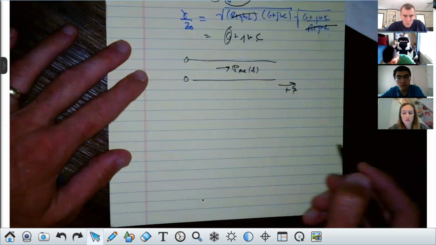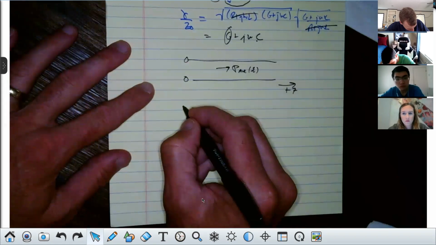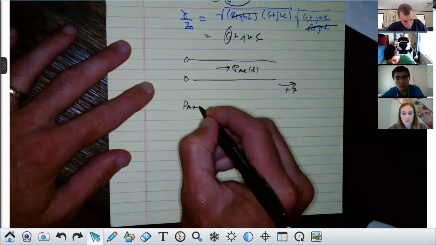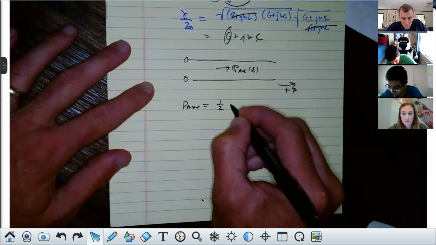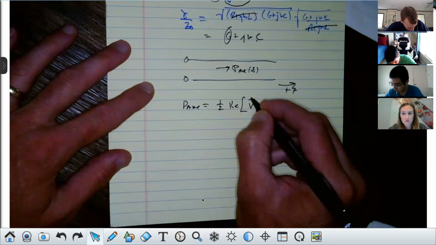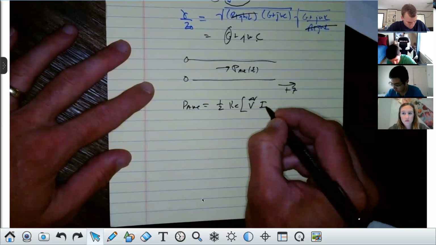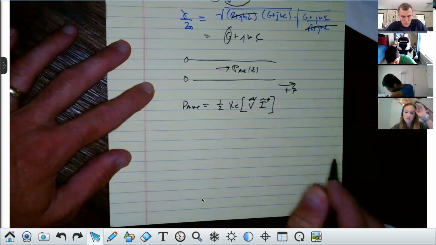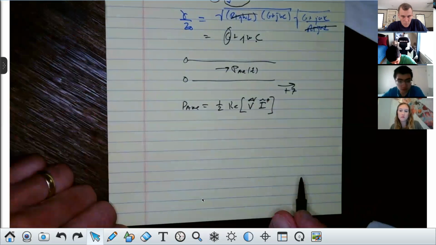When you take a look at the definition of power, this is average power. That's 1/2 the real part of V, and this is a phasor really, times I conjugate. I think this is where I left off last time. Do y'all remember this, class?